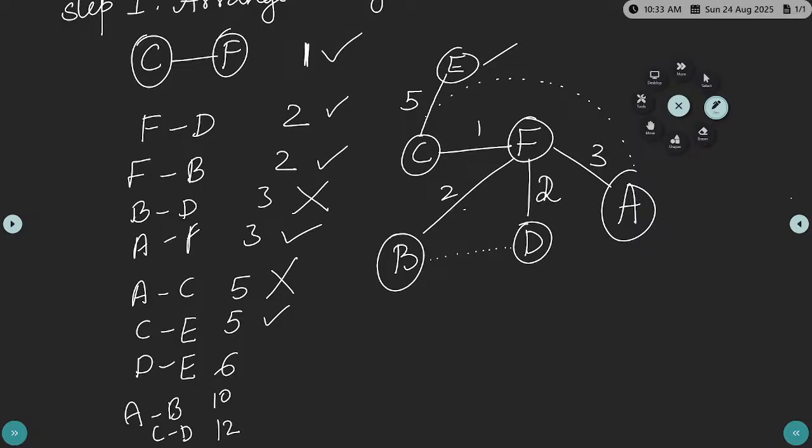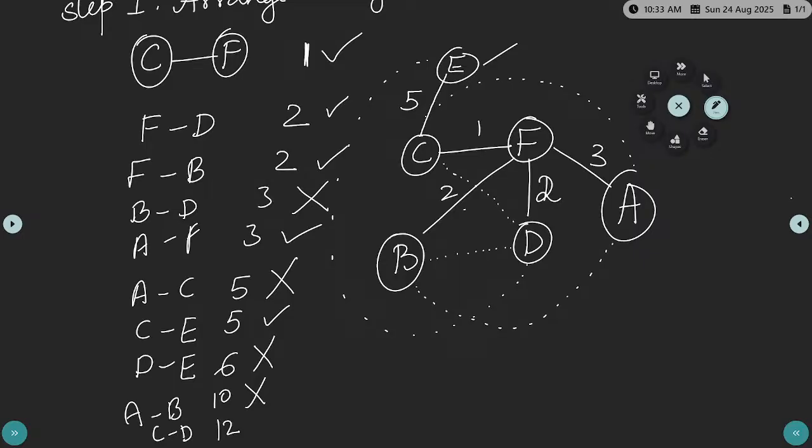Next, D to E. Where is D? If I am going to take D to E, is it going to form a cycle? Yes. So I am going to discard this edge. Next, A to B. Is it forming a cycle? Yes. So it is going to be discarded. Next, C to D. It is forming a cycle. Therefore, it is discarded. This is the procedure.